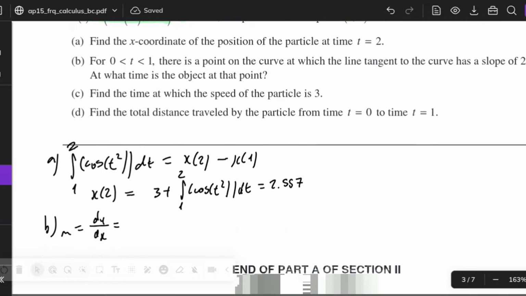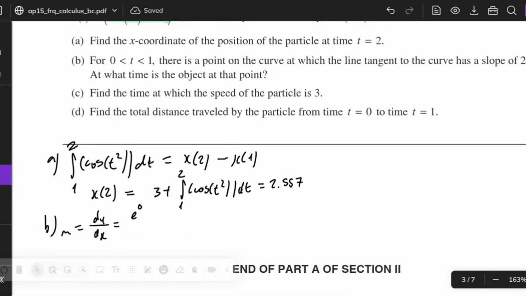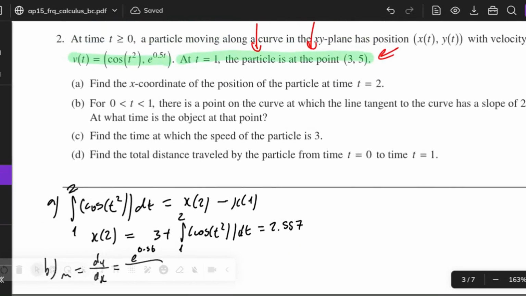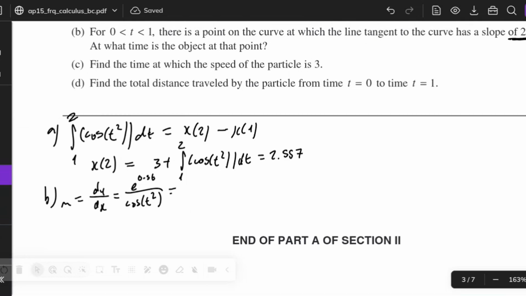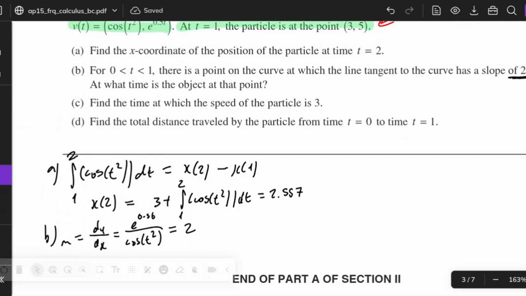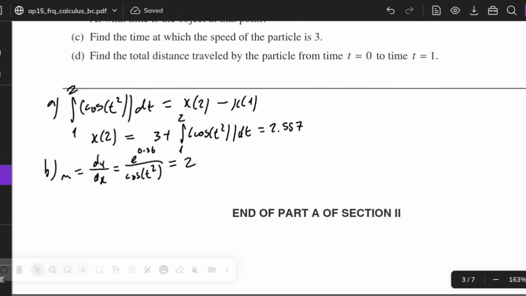Yes, and recall earlier that I said to pay attention to the function given to us. In this case, it's the velocity, which is already dy/dt and dx/dt. So since we have them, we don't really have to take the derivative. We should not take the derivative of the velocity, and we just write e to the power of 0.5t over cosine of t squared. All right, now that we have this equation, we can go ahead and set it equal to 2, because we know that dy/dx is equal to 2, because that's the slope.